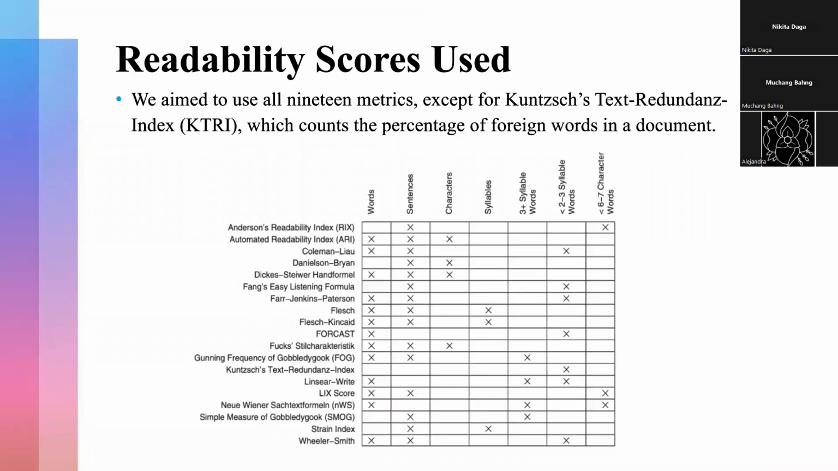In the table that you see here, you can see various features that we extracted, such as total words, sentences, characters, etc., as well as all the readability scores that we calculated. We did not calculate KDRI because it accounted for the number of foreign words in a document, and all of our documentation was in English.